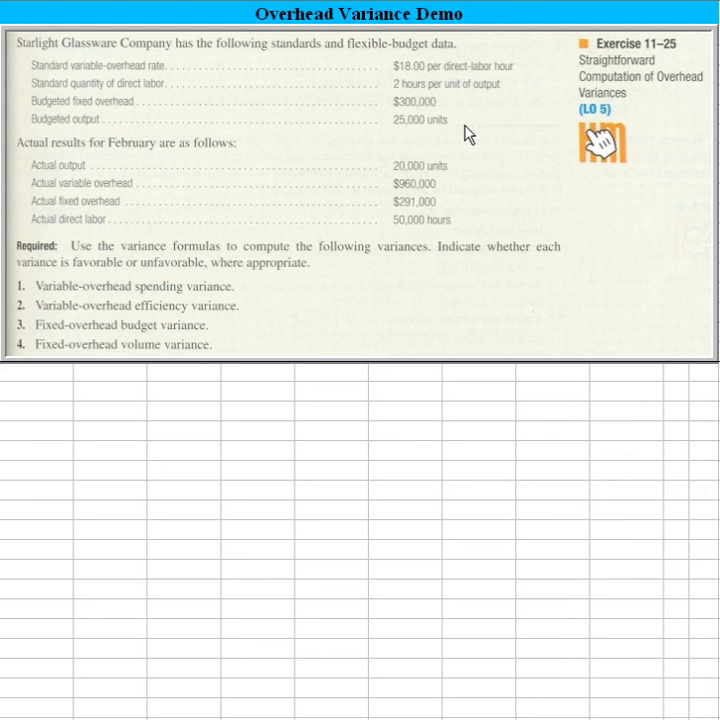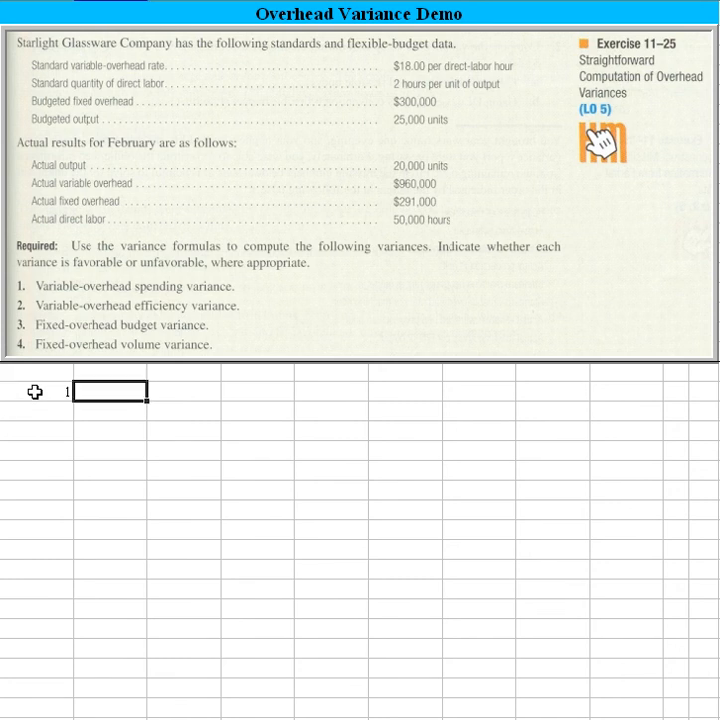Then we look at February and see what really happened. They made 20,000 units, not 25,000. The actual variable portion of overhead incurred was $960,000. The fixed overhead fell a little short of the budgeted amount at $291,000, and the actual direct labor they used was 50,000 hours.